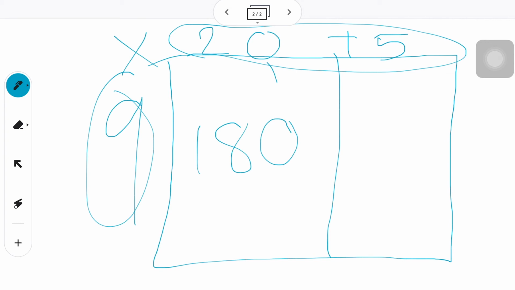You don't just forget them. And then 9 times 5 I know will be 45. So now what do I do with these two numbers? I know I've multiplied the top by the side. Now what do I do with 180 and 45?